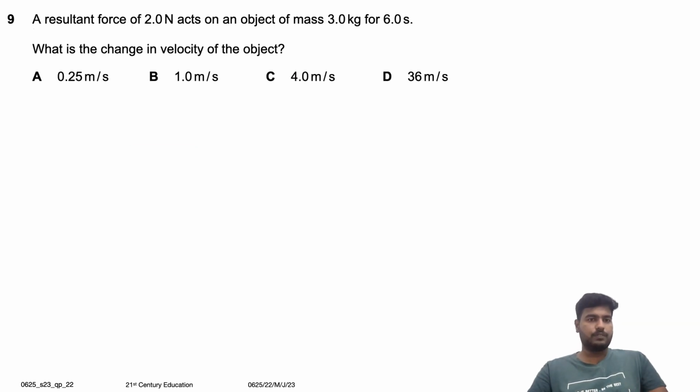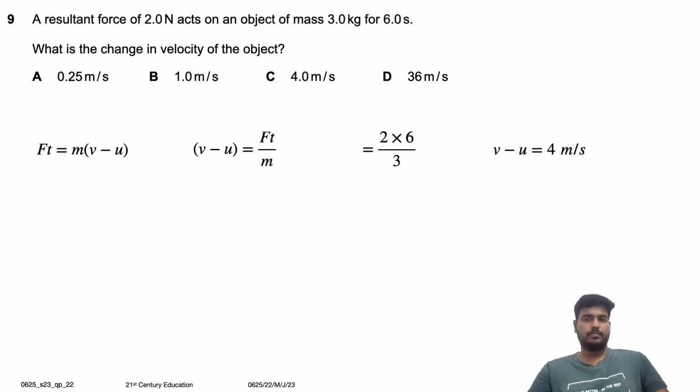A resultant force of 2 Newton acts on an object of 3 kg for 6 seconds. What is the change in velocity of the object? So how can we find it? We can use the impulse equation. Force times time is mass times final velocity minus initial velocity. What they are asking is final velocity minus initial velocity, which is the change in velocity. If we rewrite the equation, it's Ft by m. So 2 Newton multiplied by 6 seconds divided by 3 kg, which will be 4 meter per second.